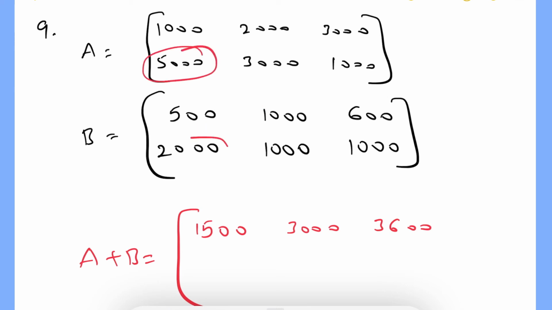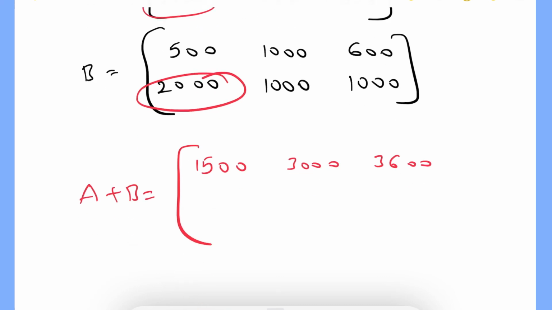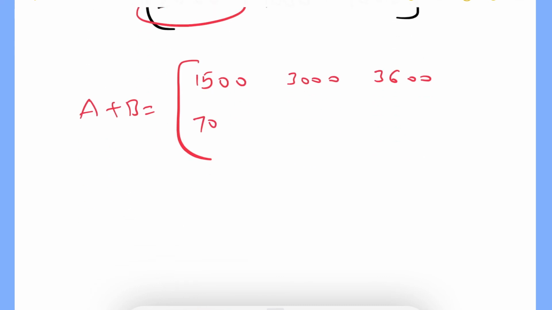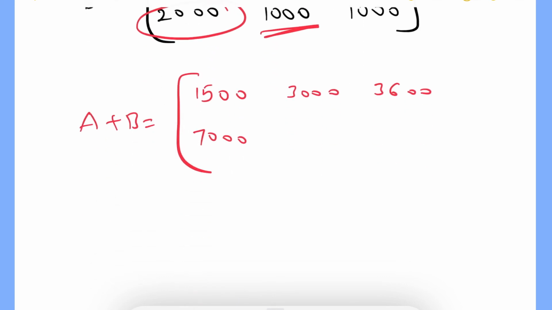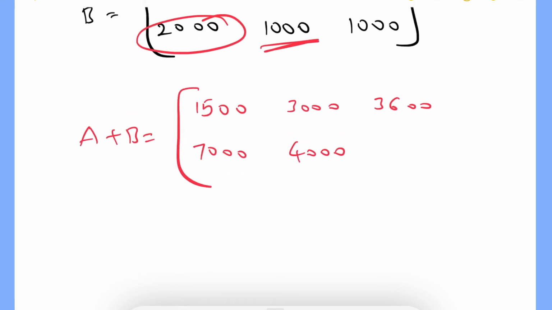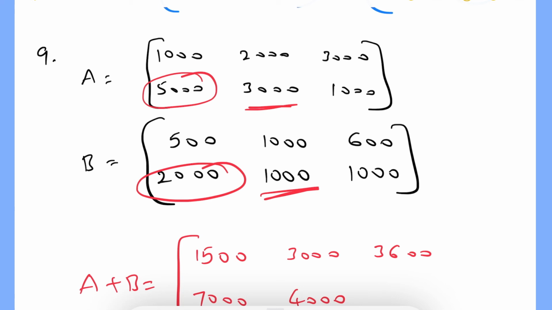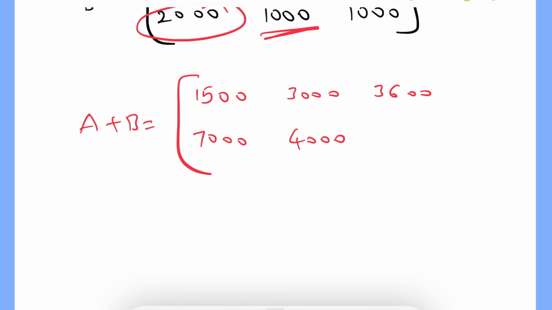Second row, first column: 5000 plus 2000, 7000. Second row, second column: 3000 plus 1000, 4000. Second row, third column: 1000 plus 1000, 2000. So these are the combined sales in September as well as October.